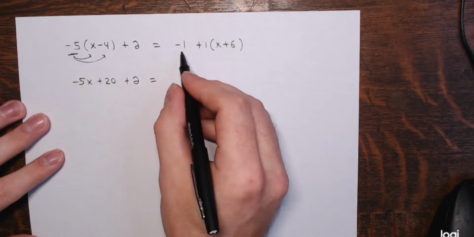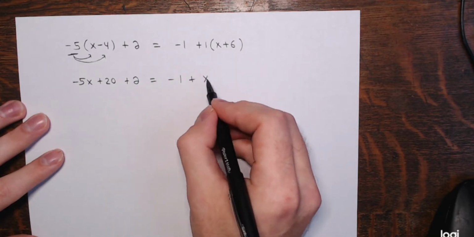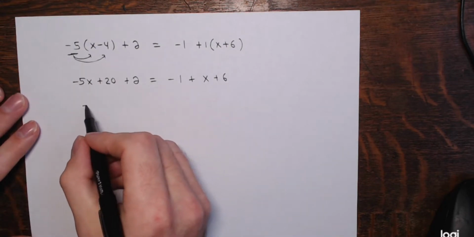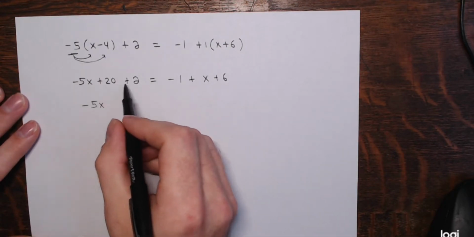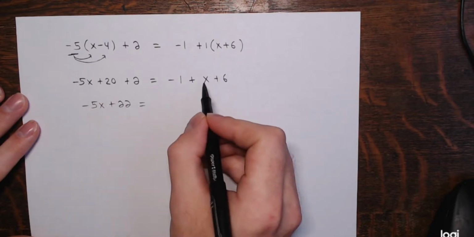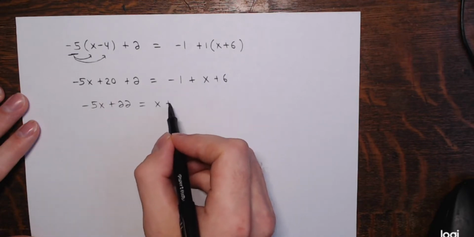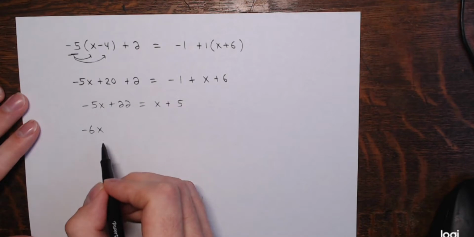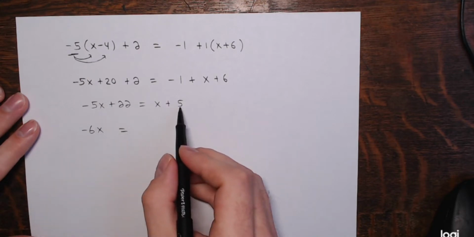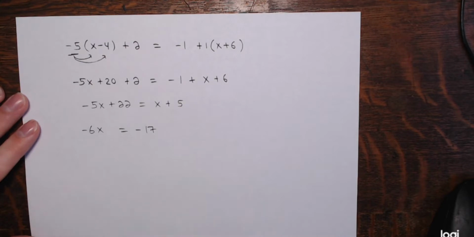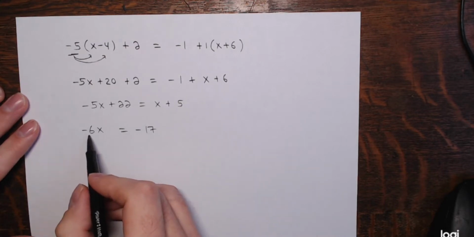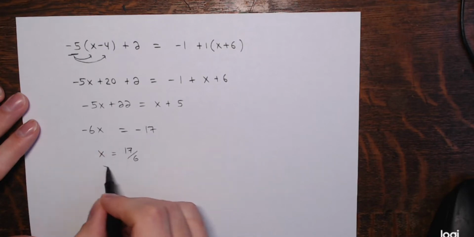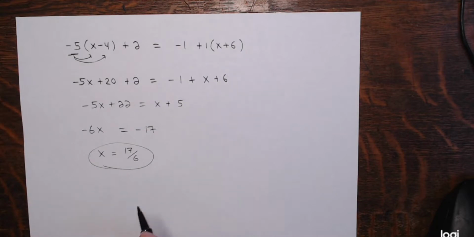Equals, and then over here negative 1 plus, and 1 times x plus 6 is just x plus 6, right? Again, there's no need for those parentheses over there. Combining some like terms, the left side would be negative 5x plus 22. The right side would be x plus 5, right? Negative 1 plus 6. Then I would subtract x, that gives me negative 6x on the left. Then I would subtract 22, gives me negative 17 on the right, right? 5 minus 22. Then dividing by negative 6, right? A negative divided by a negative would be positive, right? Positive 17/6, and those don't have any common factors, so that's as simple as that fraction gets.